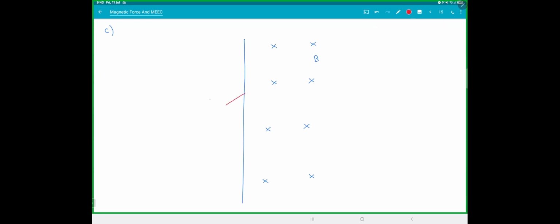Let's say you're sending a particle plus q, mass m with speed v. This is angle theta. Same thing, you're sending a particle at angle theta, but this time charge is minus q, mass m, speed v. Now can you draw the paths and the time spent inside?